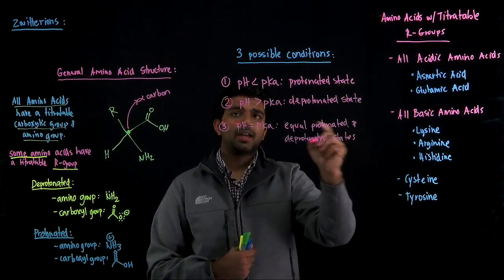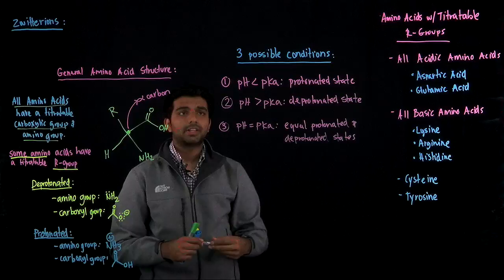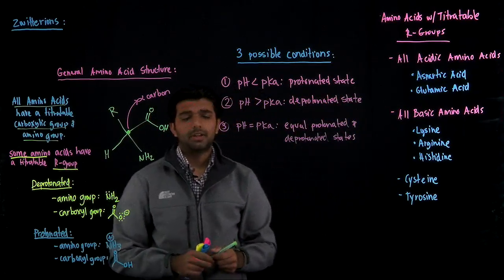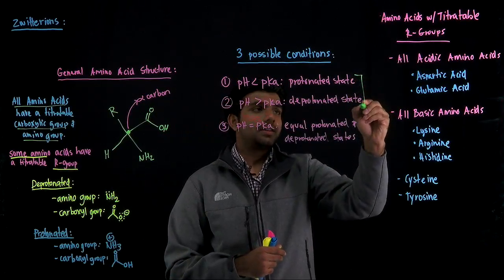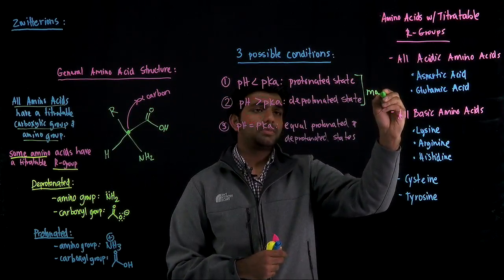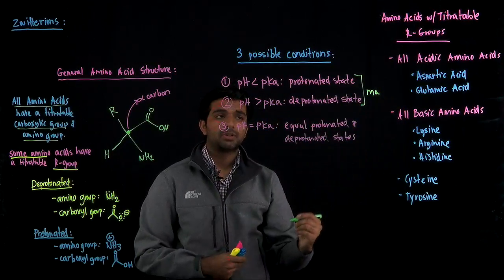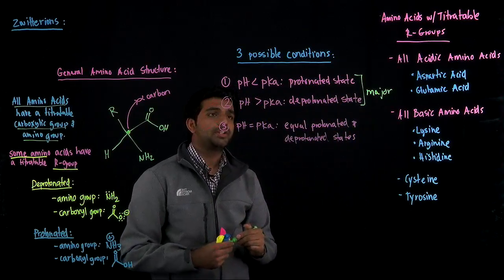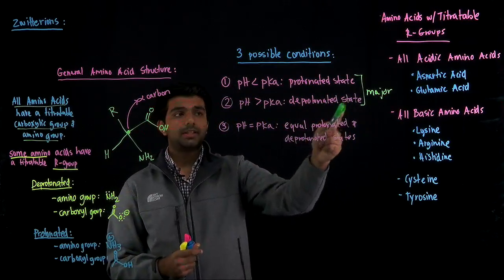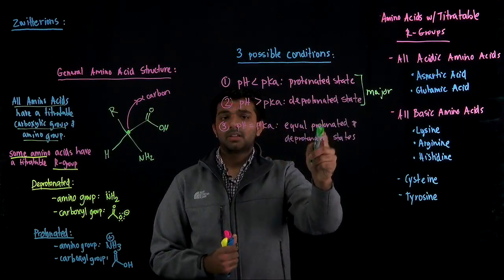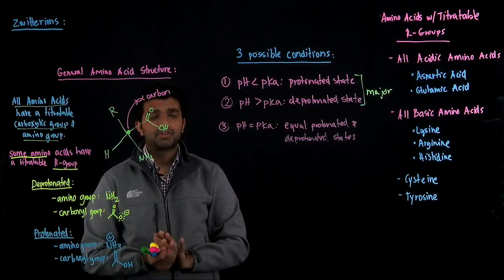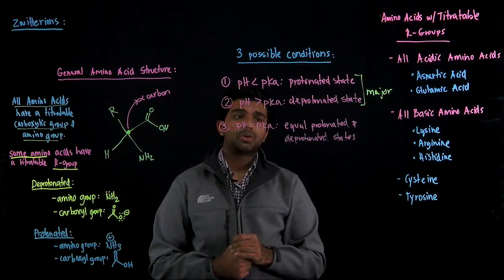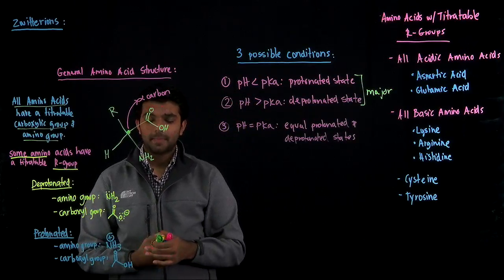One thing to clarify: in condition 1 or 2, when the pH is less than the pKa or greater than the pKa, when we're talking about the protonated state and the deprotonated state, we're talking about the major state. This is a ratio between the protonated and the deprotonated, however you want to look at it. In the case of 1, the major species is the protonated state, while for the second condition it is the deprotonated state. And if you have situation number 3, where the pH is equal to the pKa, you're going to get both equal protonated and deprotonated states, or 50-50.